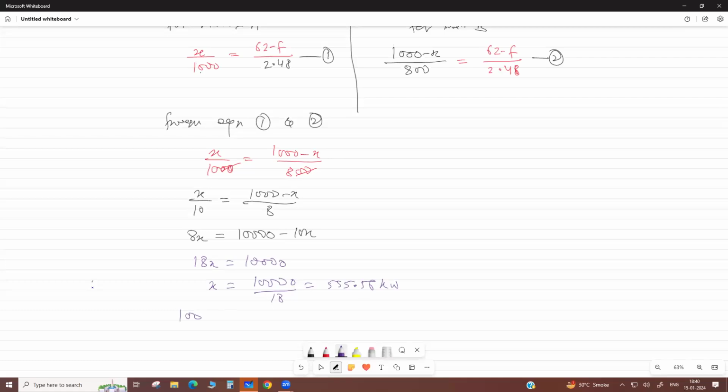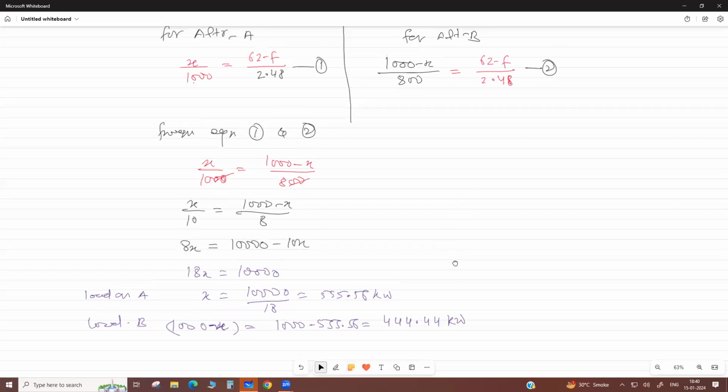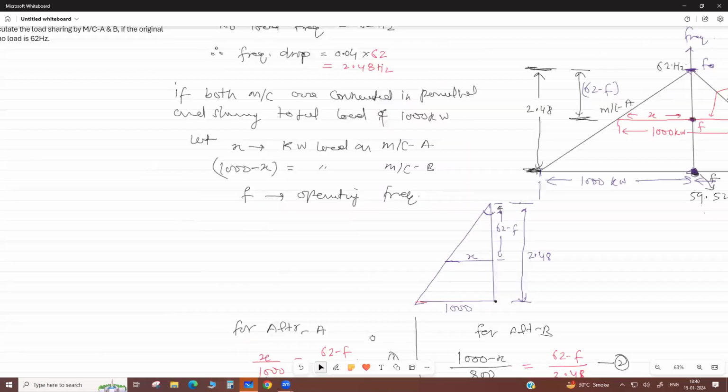Then what is the load on B? This is the load on A. Load on B machine is 1000 minus x. So you write 1000 minus 555.5, equals 444.44 kilowatt. Okay, so if you add both, you get 1000 kilowatt total. So okay, now you can say what is the load on A and B.